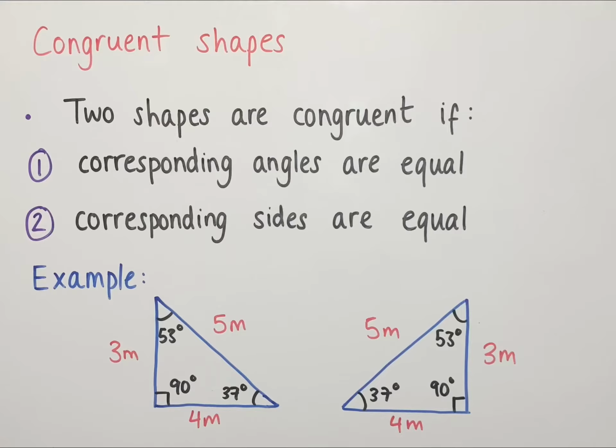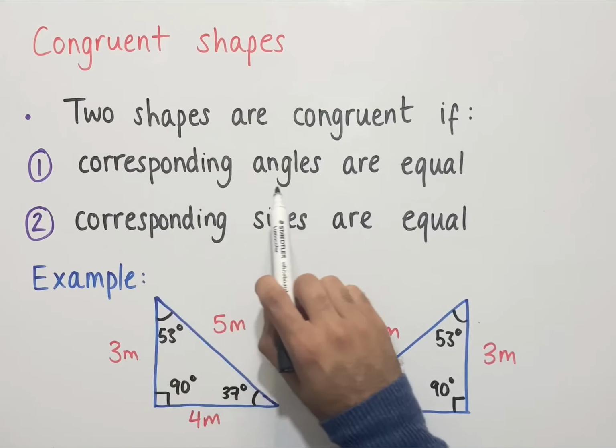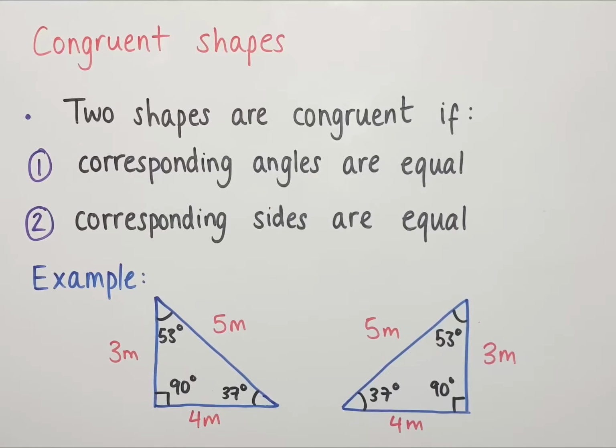Let's look at congruent shapes. Two shapes are congruent if corresponding angles are equal and corresponding sides are equal. If we look at an example, we've got two right angled triangles here, and we can see that each corresponding side of each triangle is equal.